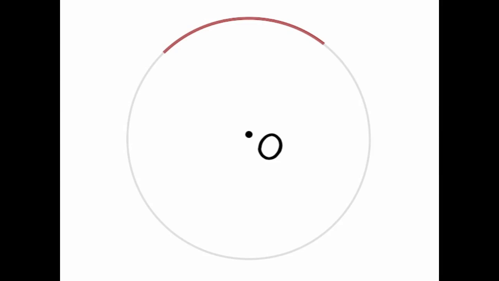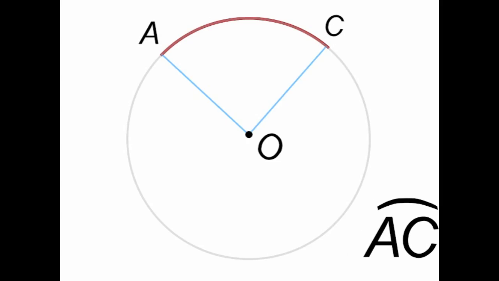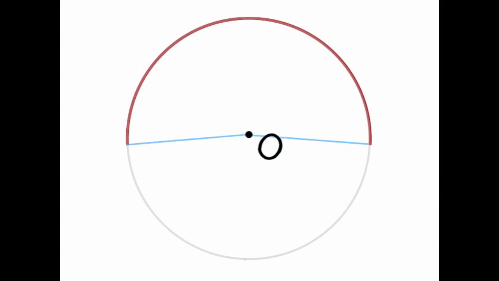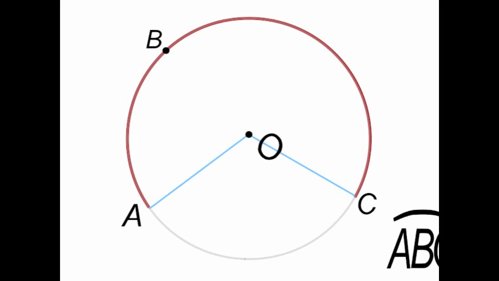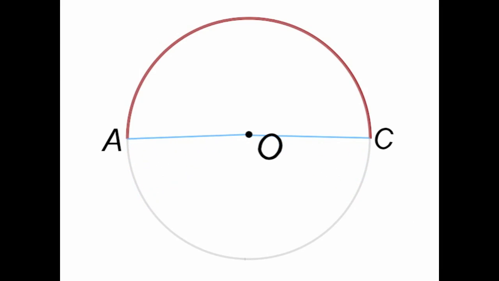A minor arc has a central angle less than 180 degrees. It is expressed using the 2 points on the edges of the arc, such as arc AC. A major arc has a central angle over 180 degrees and is expressed using a third point in the arc, such as ABC. A semicircle is an arc that measures 180 degrees exactly, where the segment between the two endpoints is the diameter.